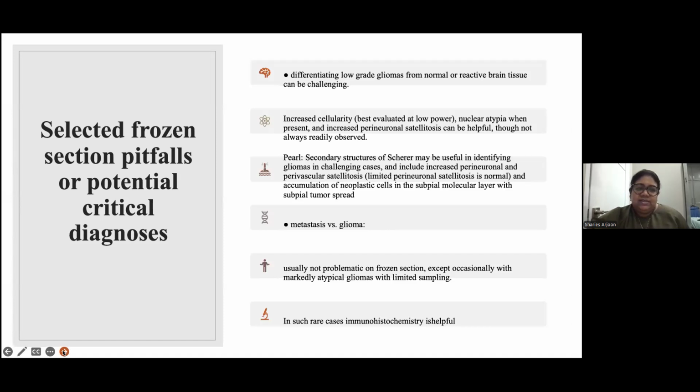So selected frozen section pitfalls or potential critical diagnosis. Differentiating low-grade gliomas from normal or reactive brain tissue can be challenging. Increased cellularity, which is best evaluated at low power, nuclear atypia when present, and increased perineuronal satellitosis can be helpful, though not always readily observed. And with regards to metastases versus gliomas, it's usually not problematic on frozen section, except occasionally with marked atypical gliomas with limited sampling. And in such rare cases, immunohistochemistry is helpful.